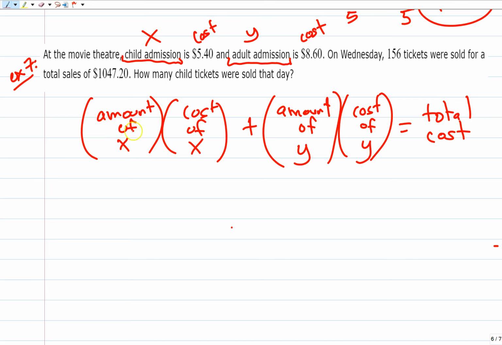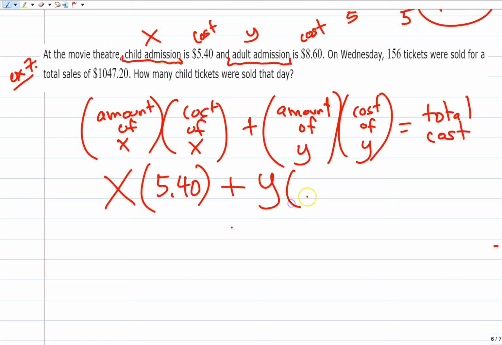Do we know the amount of X tickets, the amount of child tickets that were sold? We can call that what? Do we know the cost of those? Do we know the amount of Y? Do we know the cost of Y? Do we know the total cost? You with me on this? We're missing one thing. We've used every number up to the 156. What's the 156?